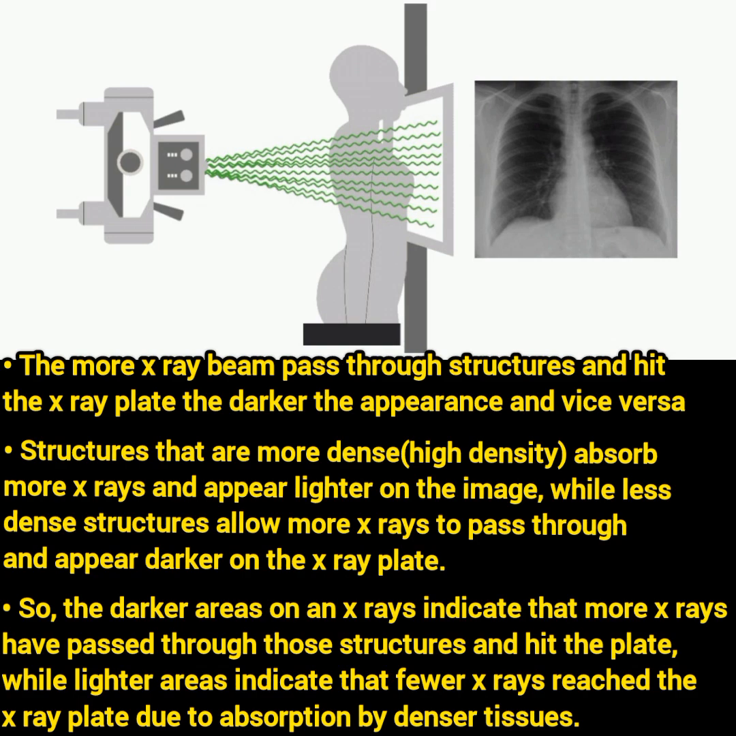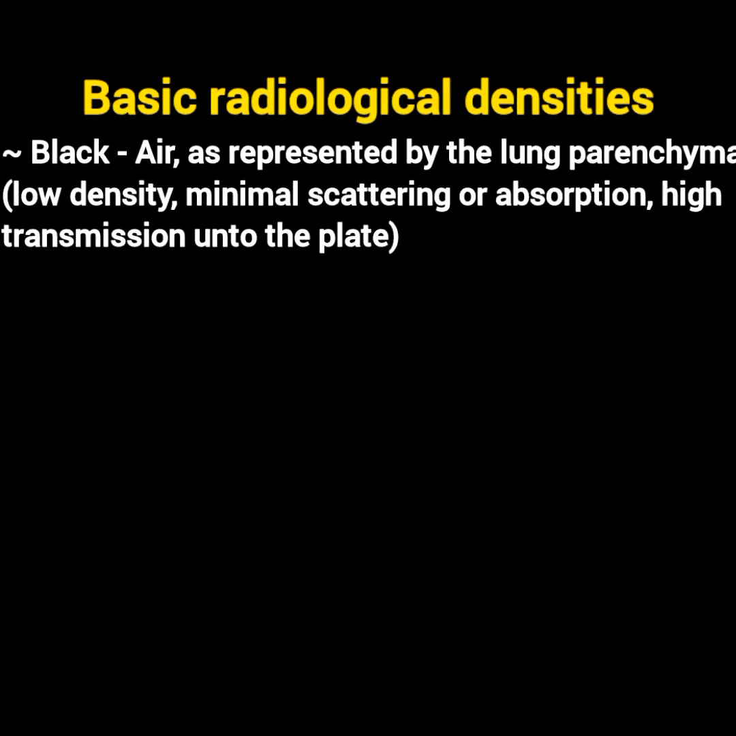The air in the lung parenchyma appears black. This is due to its low density. There is minimal absorption or scattering of the X-rays and a high transmission of the X-rays through the air onto the X-ray plate, and so air appears black on the plate.